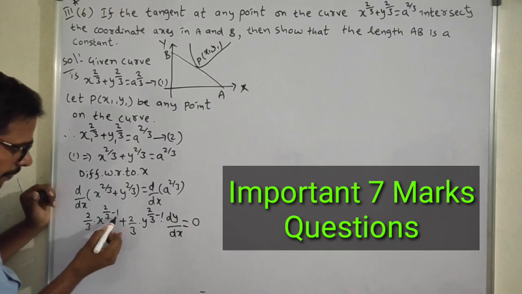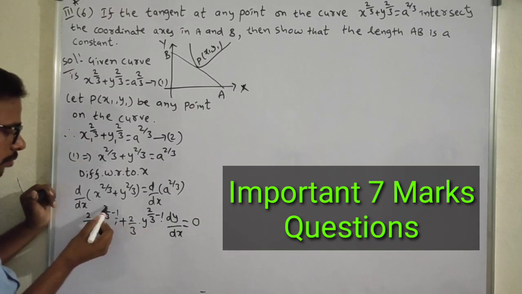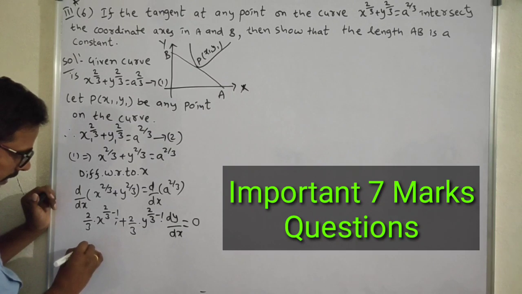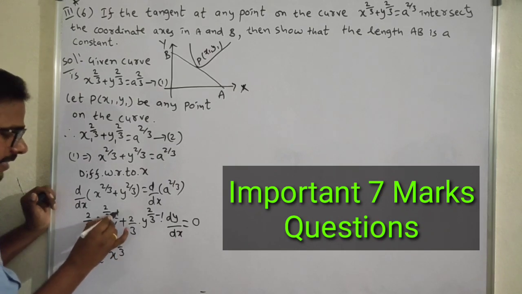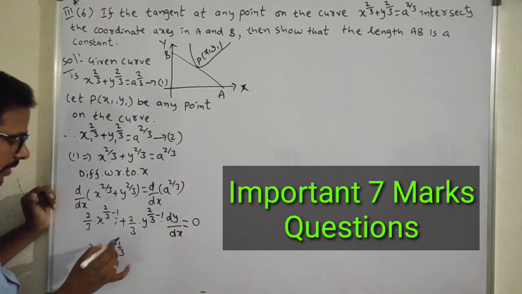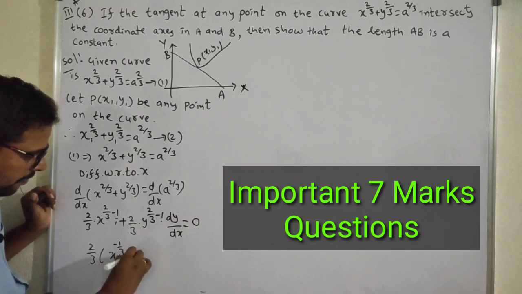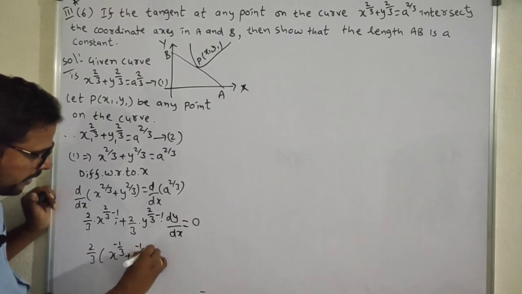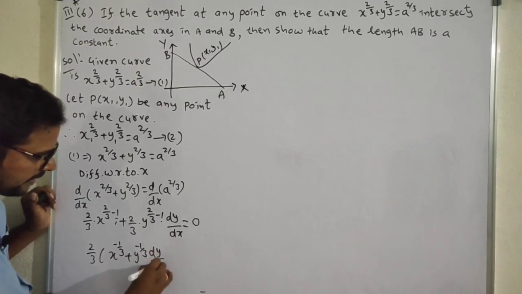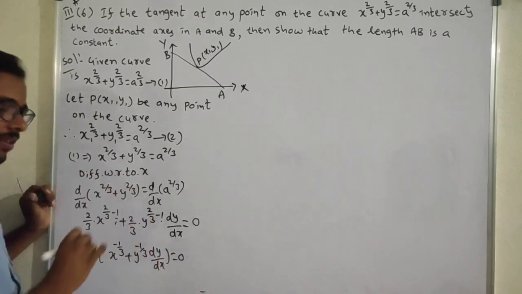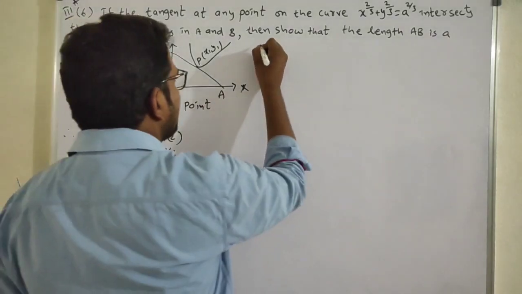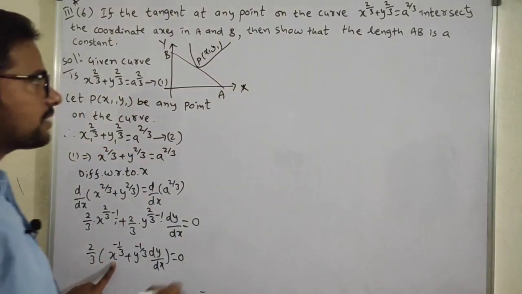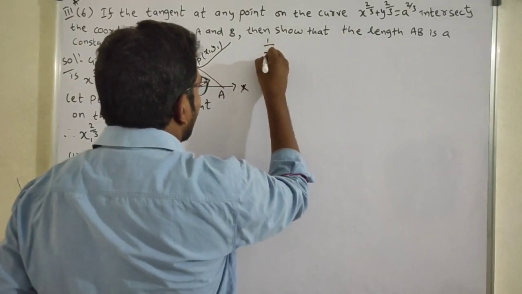Here take the LCM. 3 ones are 3, so 2 minus 3 is equal to minus 1. So take 2 by 3 common, remaining x power minus 1 by 3 plus y power minus 1 by 3 into dy by dx is equal to 0. So 0 divided by 2 by 3 is 0. We can write x power minus 1 by 3 as 1 by x power 1 by 3.